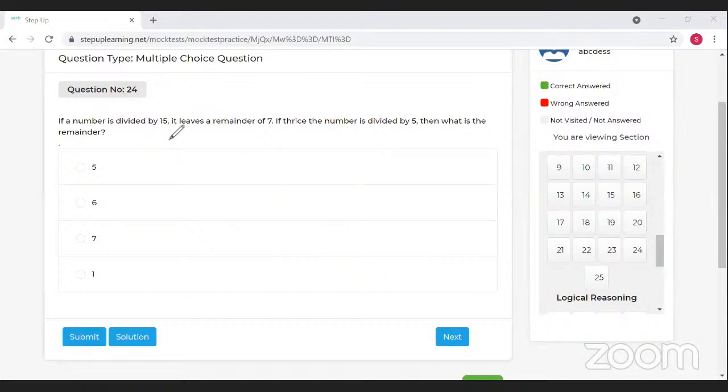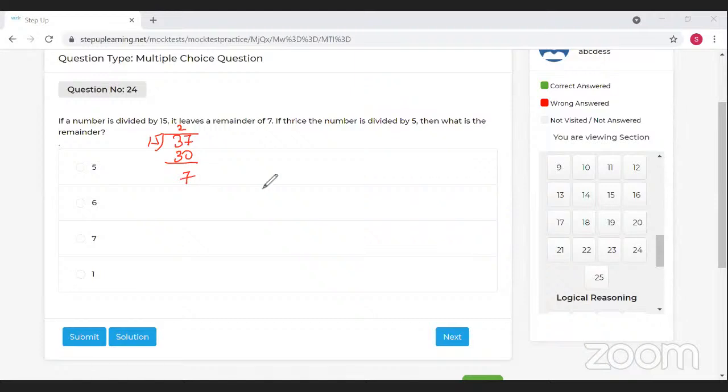If a number is divided by 15, it leaves a remainder of 7. If thrice the number is divided by 5, then what is the remainder? Again, you can assume any number here. Like you can take 37. When 37 is divided by 15, your remainder is 7, right?